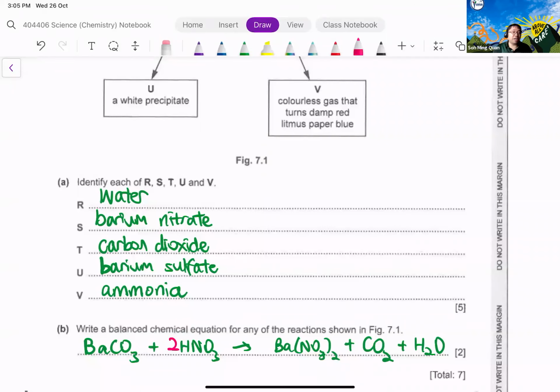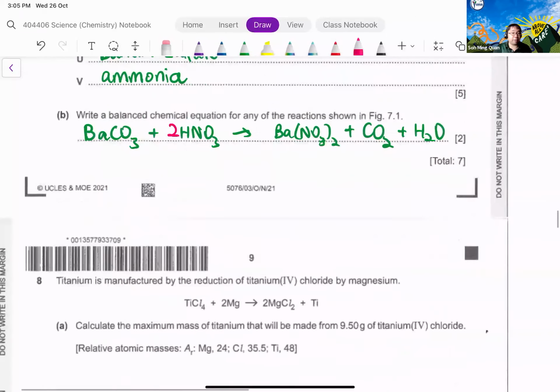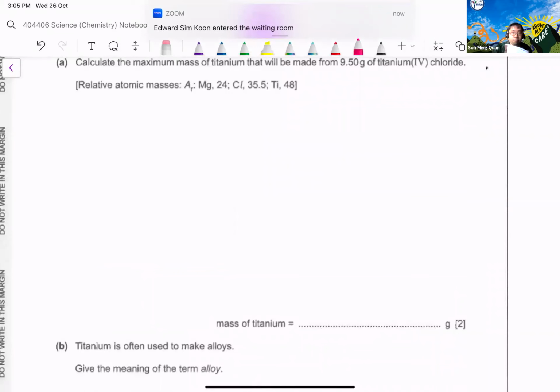Okay, now question 8, I will skip the mole concept because I think you can do this yourself. All right. Okay, so I'll skip 8A. Let's go straight to 8B and C.